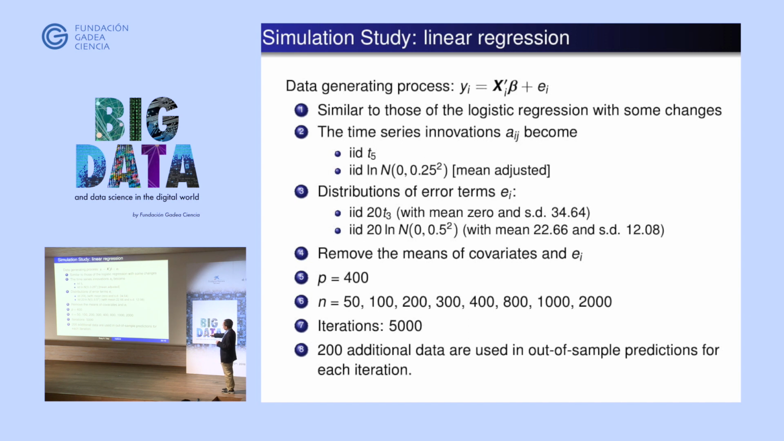We also push this log normal, times 20. The mean has to be adjusted, so we subtract the mean. The standard deviation is about 12. So that's what we did. We generated that. Again, 400 dimension. The sample size started at 50 and goes to 2,000. Again, we have 5,000 iterations. And for every iteration, we generate 200 data points to do out-of-sample prediction and so on.